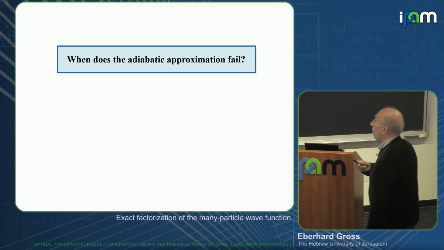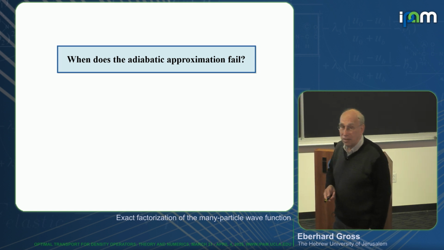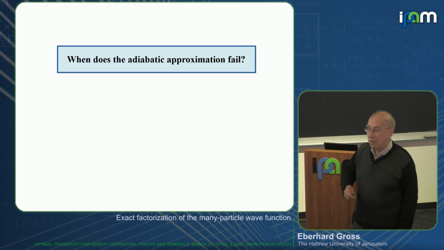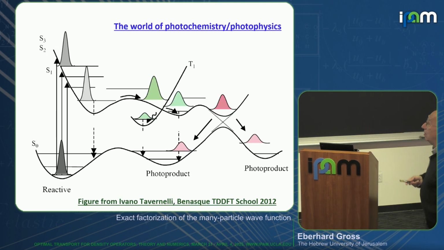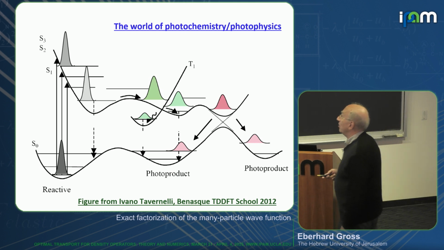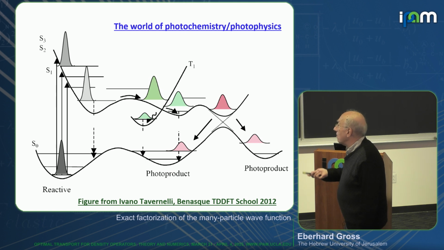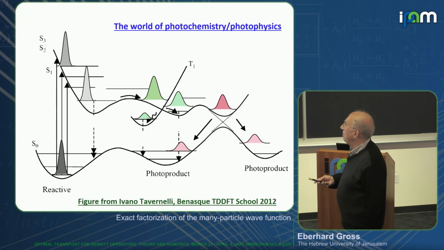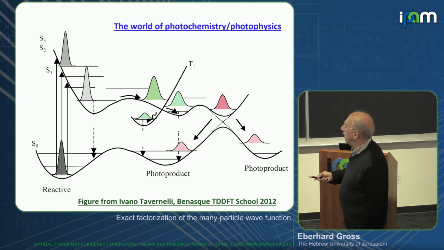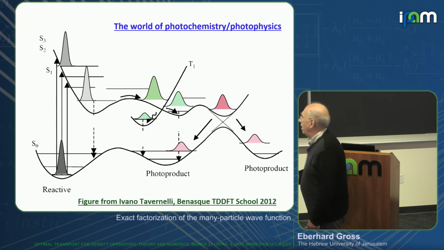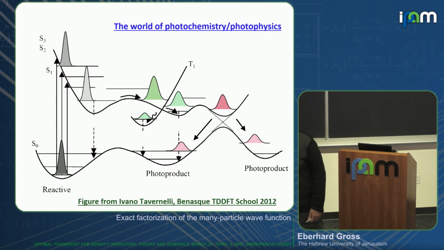Okay. Now, when does this approximation, the adiabatic approximation, fail? There are many cases where it fails, but I will show you two generic situations. One is the world of photochemistry, one could say. Typically, and that's the prototypical experiment, you start with a vibrational wave packet that lives happily in the minimum of the lowest Born-Oppenheimer potential energy surface, and then you excite the electrons.